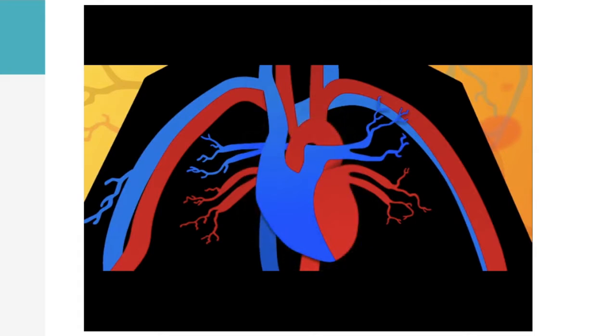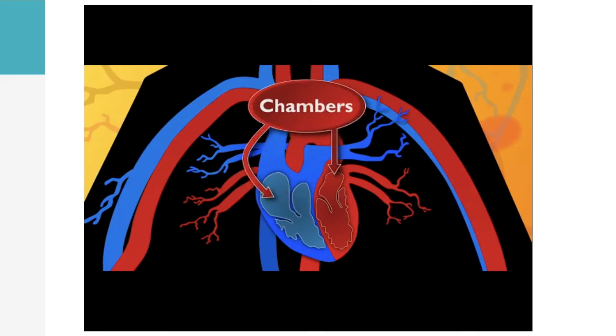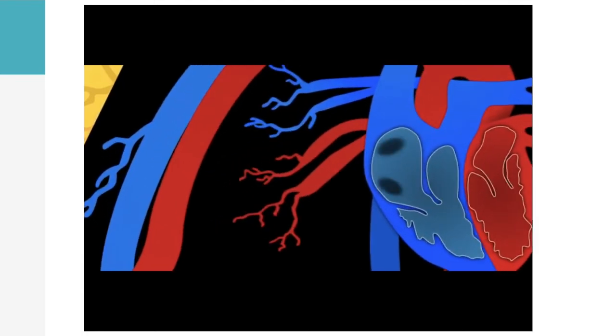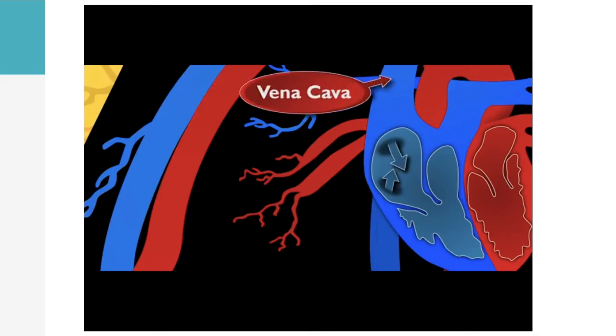Your heart is a muscle about the size of your fist. It's divided into a left side and a right side called chambers. Each chamber has an atrium and a ventricle. Do the different sides do different things? Yep. The right side of the heart takes in blood from the body that has no oxygen. Blood flows into the right atrium through a vein called the vena cava.